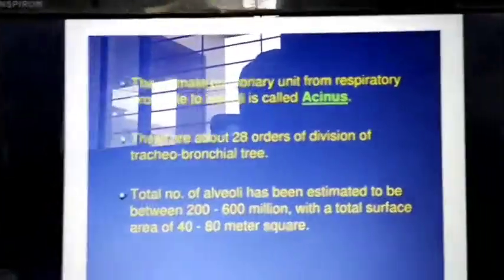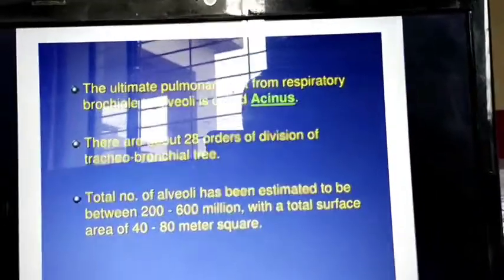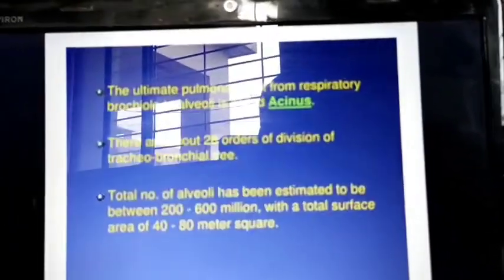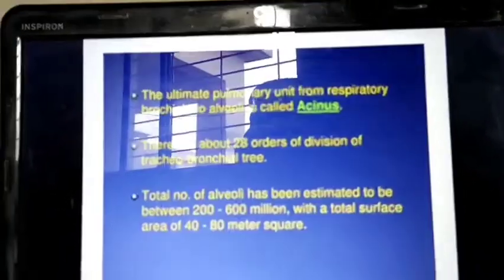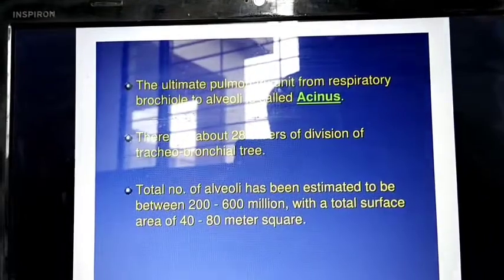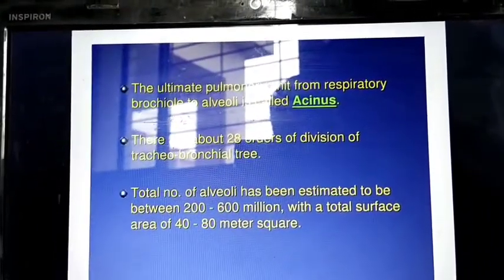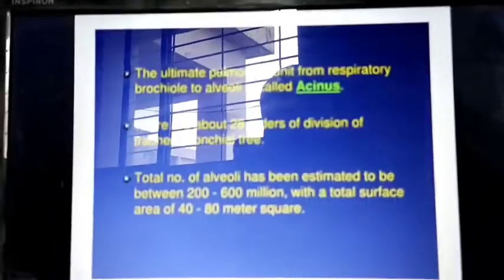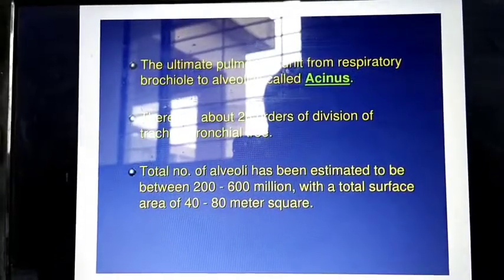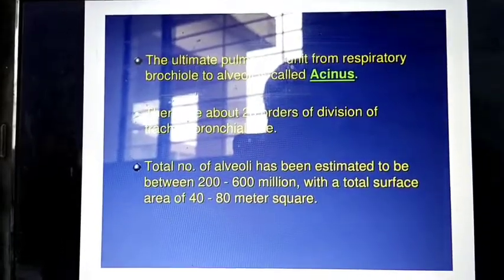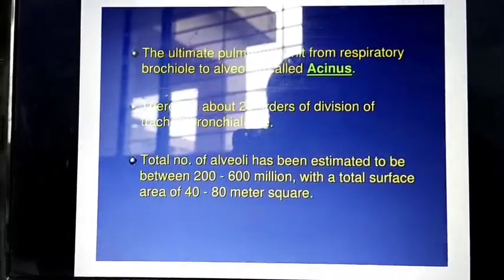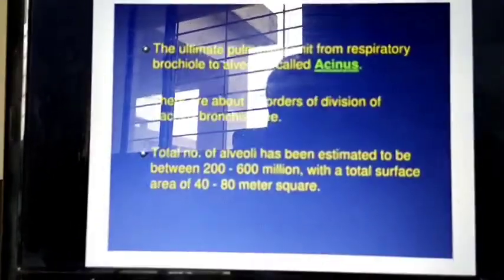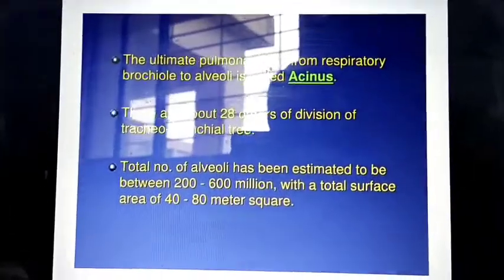The ultimate pulmonary unit, from the respiratory bronchiole to the alveoli, is called the acinus. There are about 28 orders of division of the tracheobronchial tree. The total number of alveoli has been estimated to be between 200 to 600 million, with a total surface area of 40 to 80 meter square.